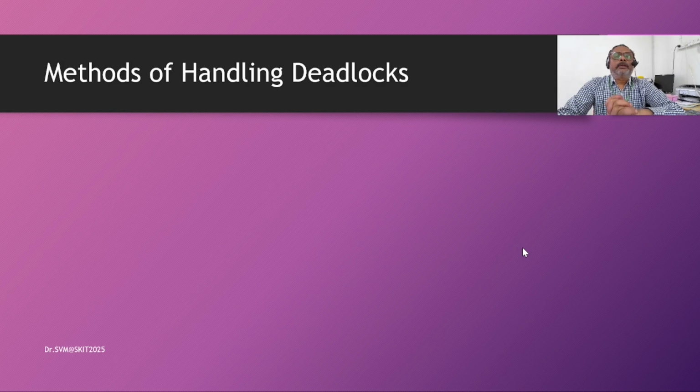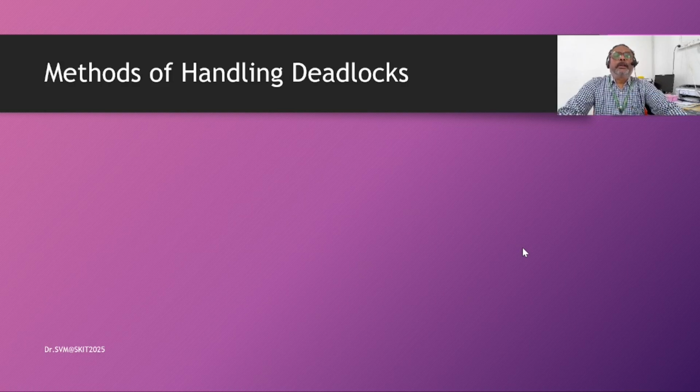We are into our third module and we are looking at the topic deadlock. In the previous session we have seen what deadlock is and how deadlock can occur, and we have seen that there are 4 conditions which all have to be met, only then can a deadlock occur. Now let us see how we can handle deadlocks.